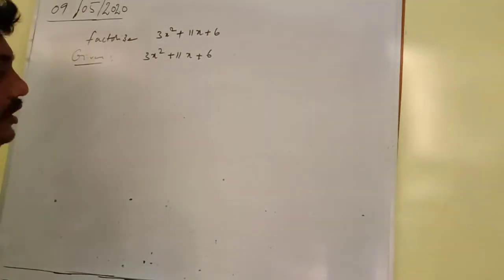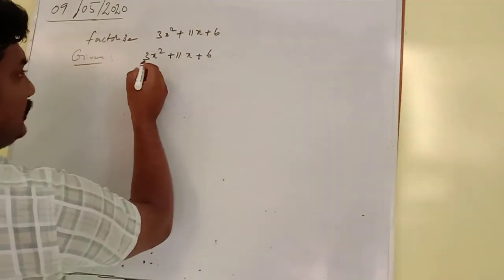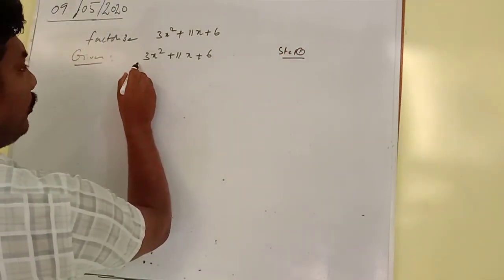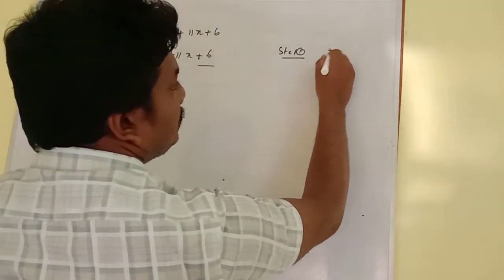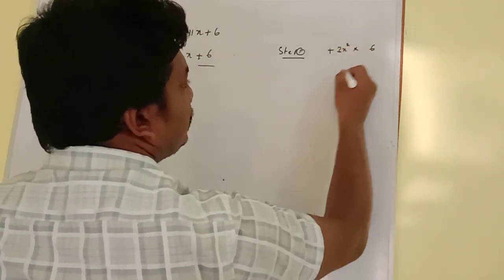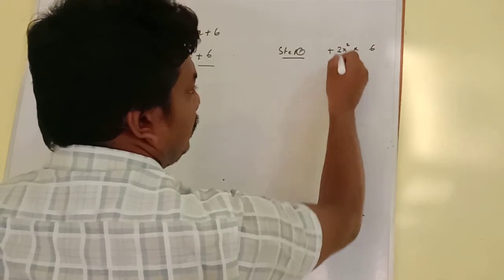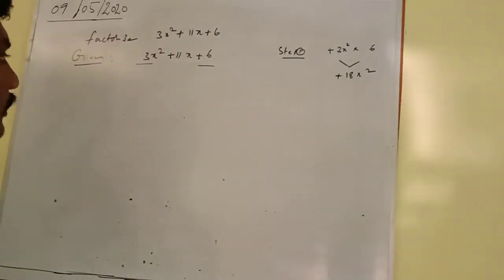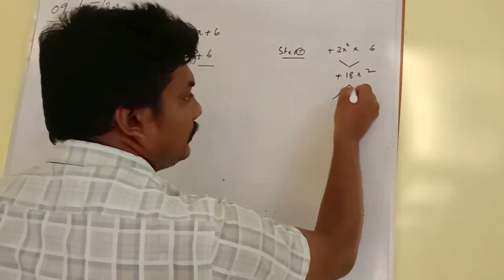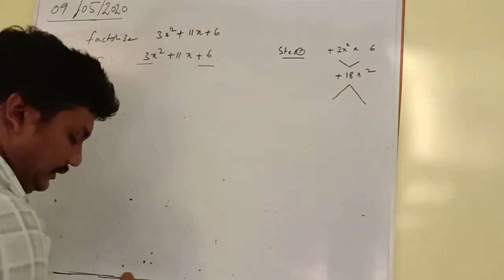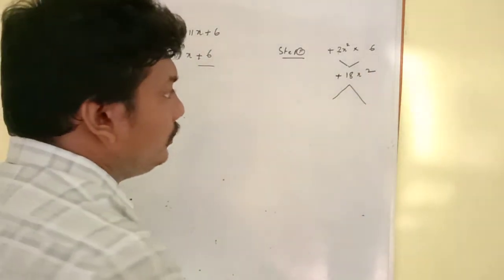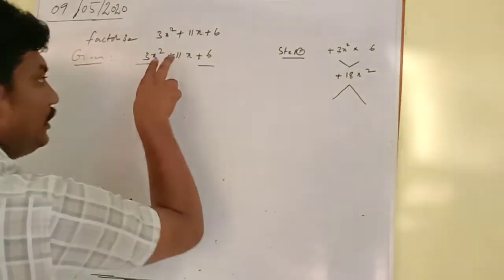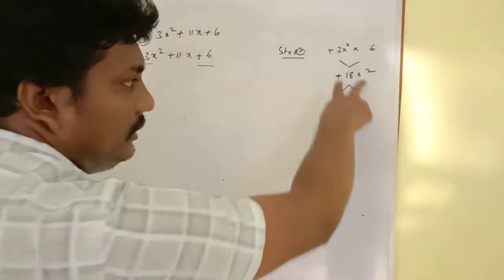Before splitting the middle term, step one is to find the product of the first term and the last term. That is plus 3x square into 6. Plus into plus, 3 sixes are 18, so it is 18x square. Now we are going to split this product into two factors so that the sum or difference of the factors equals plus 11x.